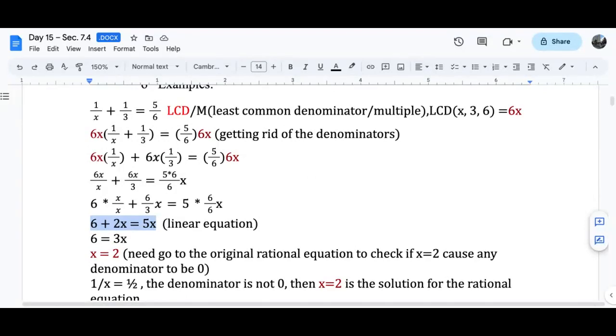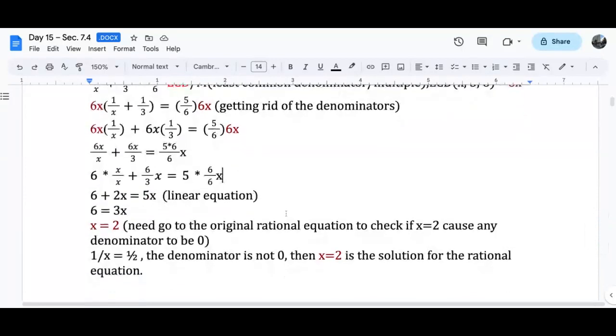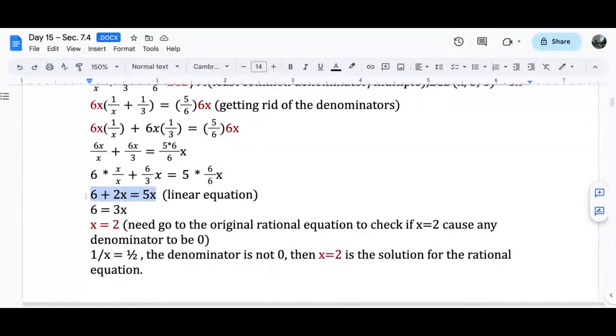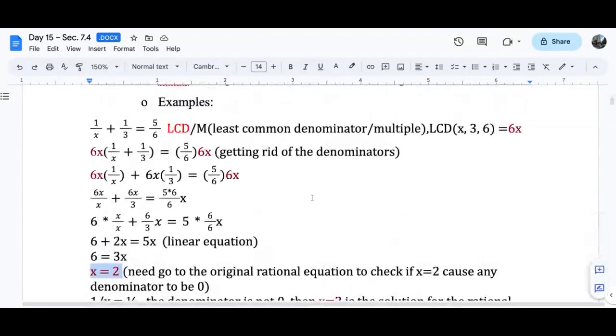You could solve it other ways as well, but this is probably the easiest way to deal with it. Just get rid of the denominators. Then, because it's a linear equation now, it's easy to solve for x, so x equals 2. Does anyone have any questions?